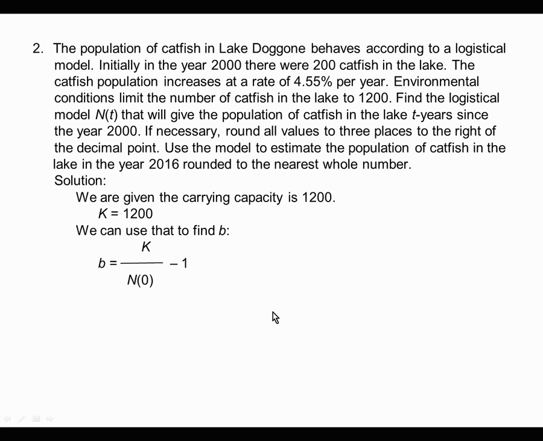Remember, B is equal to capital K over N of 0, minus 1. Remember, N of 0 is the initial amount. We've got K is 1,200. Now do we know N of 0? It says in the year 2000, there were 200 catfish. So N of 0 is 200. So B is going to be 1,200 over 200 minus 1. 1,200 over 200 gives 6, minus 1, which is 5. So B is 5. So we know the value of K, and we know the value of B.